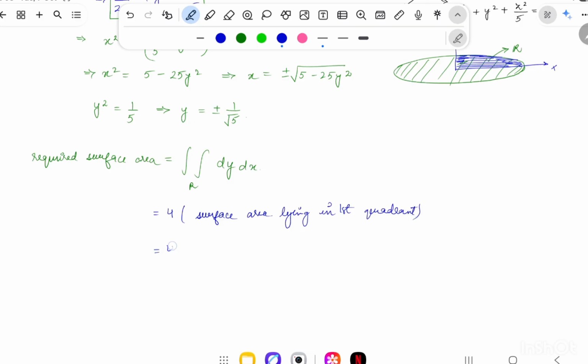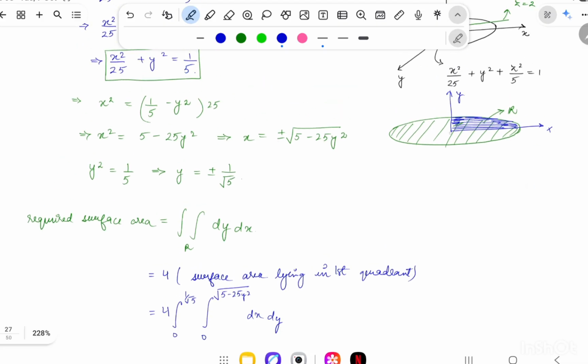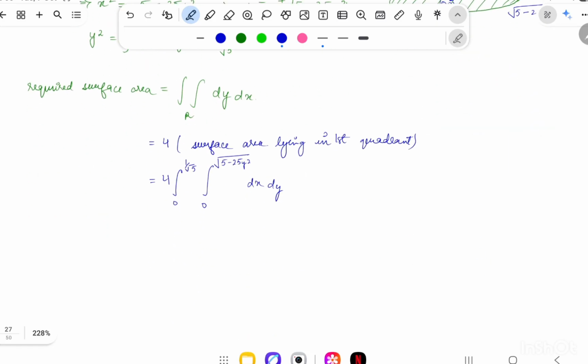So that is equal to 4 times the integral with y varying from 0 to 1 by root 5 and x varying from 0 to under root 5 minus 25y square, dx dy. These limits are positive because in the first quadrant, if 0 comma 0 is the center of the ellipse, x varies from 0 to the point under root 5 minus 25y square, and likewise y varies from 0 to the point 0 comma 1 by root 5. So this is the required integral that we are supposed to evaluate.